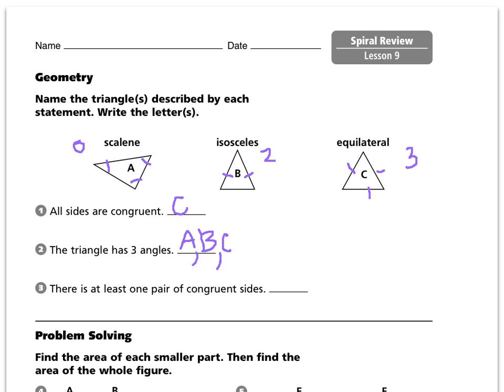Number 3, there is at least one pair of congruent sides. Okay, so I know scalene has 0. Isosceles has 2 sides that are congruent, so that's 1 pair. And equilateral has 3 sides. So having at least one pair of congruent would be letter B and C.